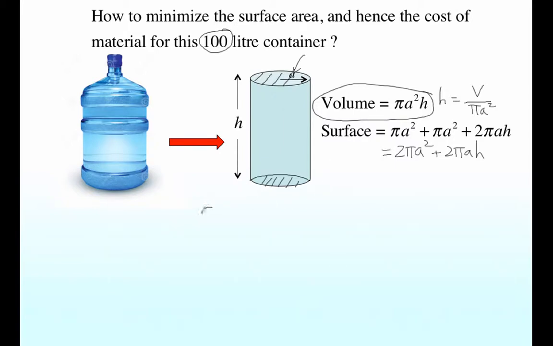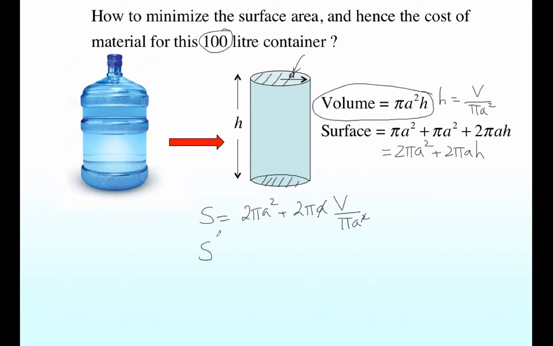So let's write a formula for our surface. That's 2 pi a squared plus 2 pi a times h, and h is the volume divided by pi a squared. And so we see over here that if a is large, then this term takes over. If a is small, this term takes over. And so the question is how to minimize S.